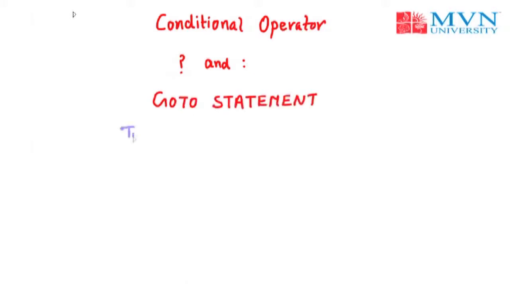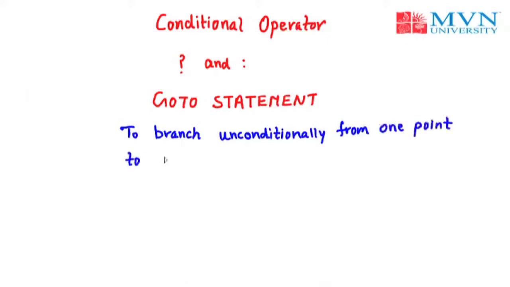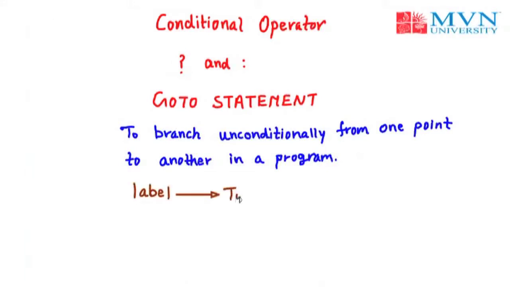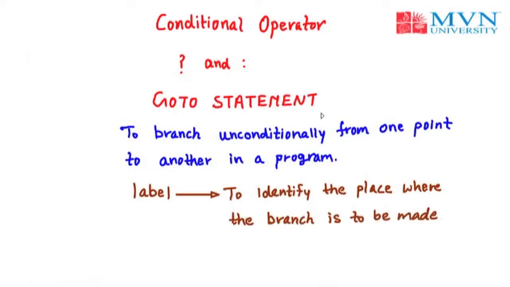Go-to statement is used to branch unconditionally from one point to another in a program. The go-to statement requires a label. This label is used to identify the place where the branch is to be made. A label is any valid variable name and must be followed by a colon. The label is placed immediately before the statement where the control is to be transferred.